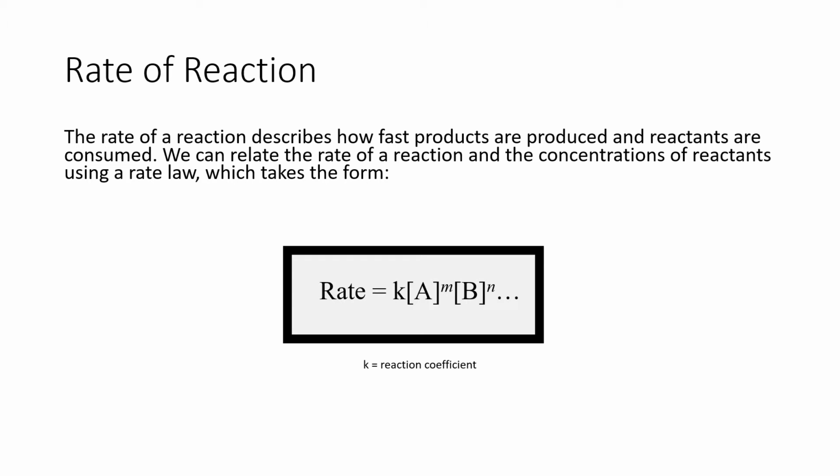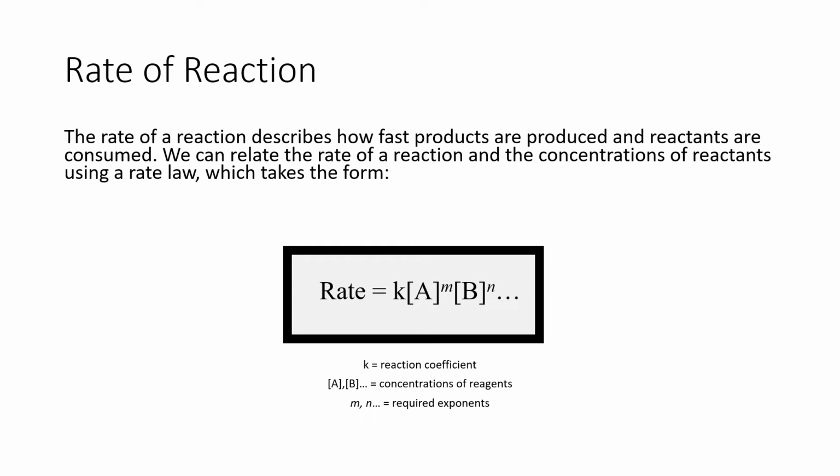So, k is the reaction coefficient. This is determined experimentally, and it changes depending on the reaction. For a particular reaction, it may also change depending on if there's a catalyst or if there is a change in temperature. A and B are the concentrations of reagents. We may have A, B, there may just be a single reagent, which will just have A, or there could be 50 reagents, and then we will have a very long rate law.